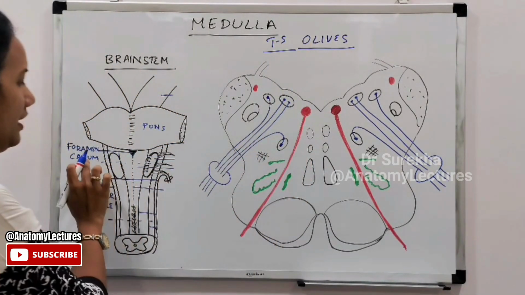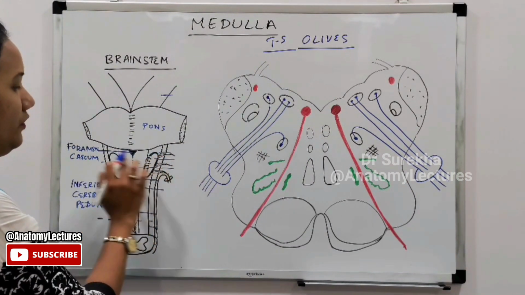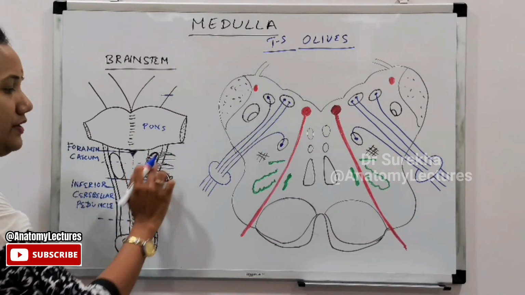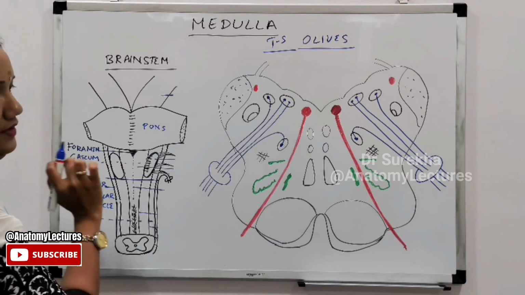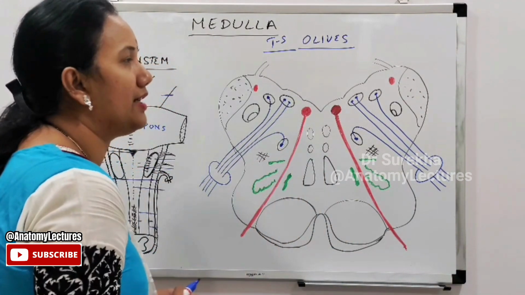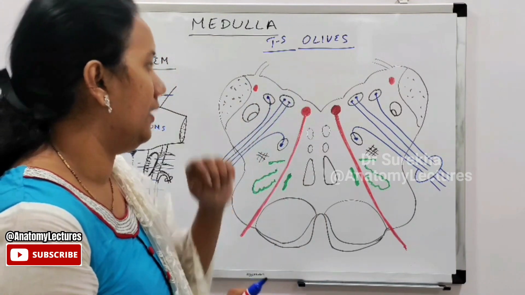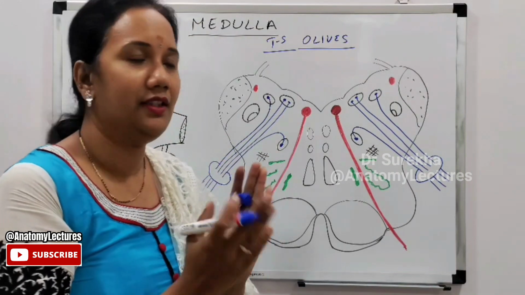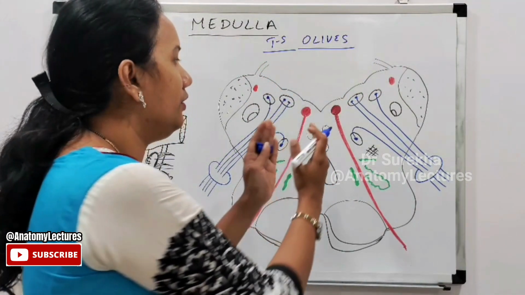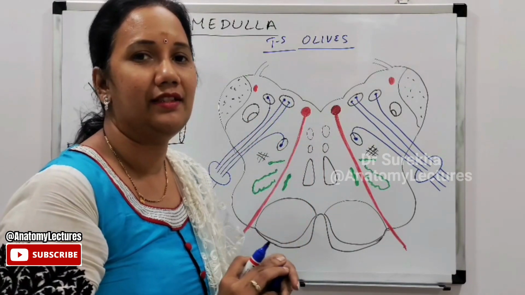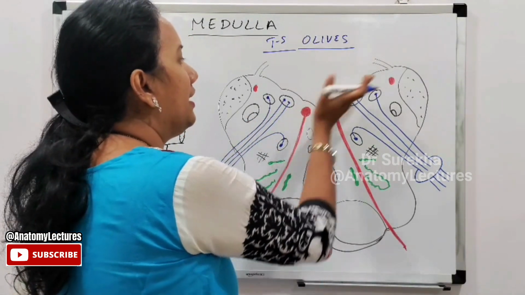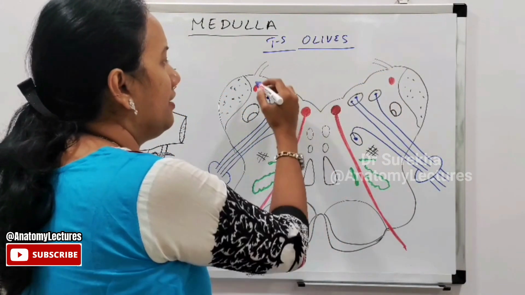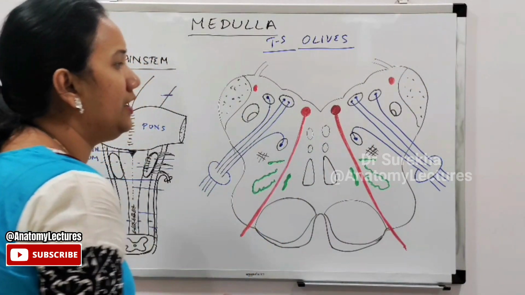So we will take a section in the upper part of the medulla which will pass through the floor of the fourth ventricle and through the middle of the olives. So what are all the features we see in the transverse section of the medulla at the level of olives? If you see carefully, this is the floor of the fourth ventricle, the open part of the medulla. The nuclei which were present in the central grey matter are being spread laterally along the floor of the fourth ventricle.